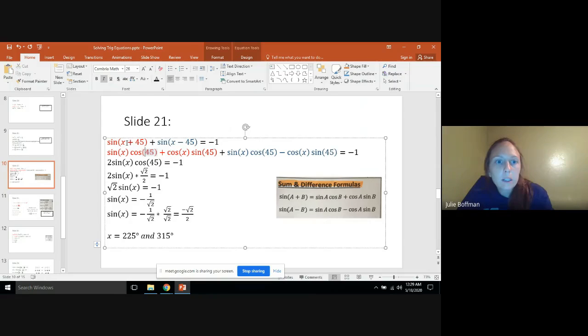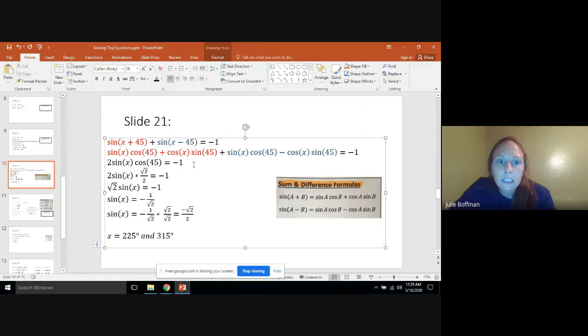We're going to replace x plus 45. So a is your x and 45 is your b. So sine of x plus 45 becomes sine x times cosine 45 plus cosine x times sine 45. That's what I did here in red. And then you have plus sine of x minus 45. So it's the same thing, but now you're using the second formula because it's minus. So you replace sine x minus 45 with sine x cosine 45 minus cosine x sine 45. And then it still equals -1.